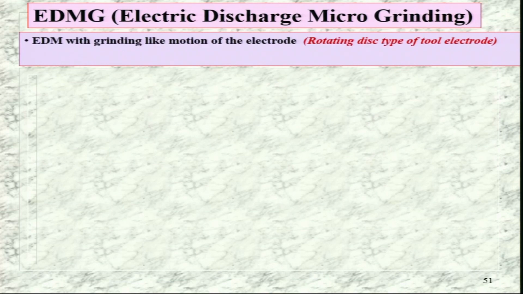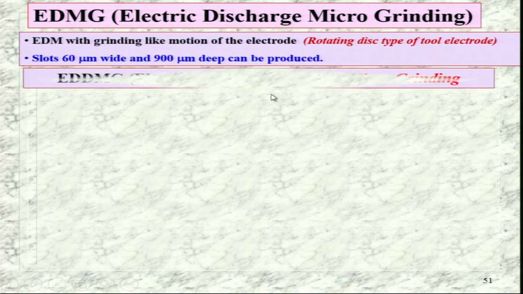Electric discharge micro grinding. EDM with grinding like motion of the electrode. Rotating disc type of tool electrode is used. Slots 60 micrometer wide and 900 micrometer deep can be produced by this particular process.